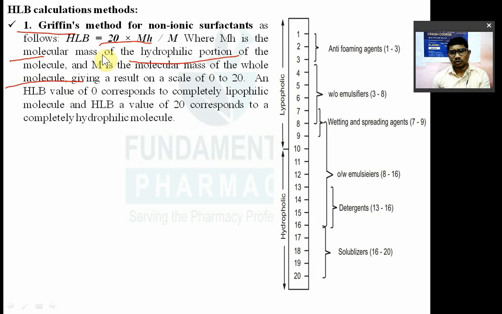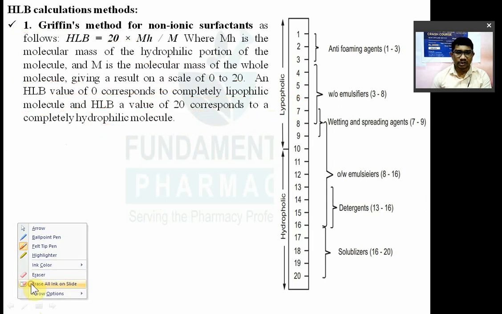So 20 into MH divided by M. MH is nothing but the molecular mass of hydrophilic portion. M is nothing but the molecular mass of molecule. And this will give you a scale from 0 to 20. That is known as a Griffin scale. So HLB value 0 means what? Correspond to completely lipophilic molecule. HLB value of 20 corresponds to completely hydrophilic molecule. अगर किसी का HLB value 0 है उसका मतलब ये lipophilic molecule है. किसी का HLB value 20 है उसका मतलब ये होता है कि वो हाइड्रोफिलिक मॉलिक्यूल है.